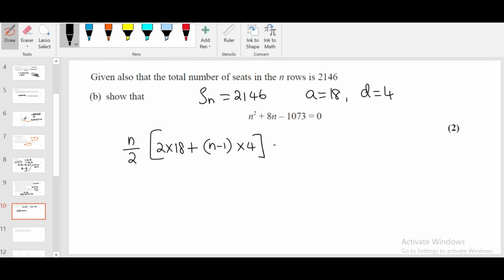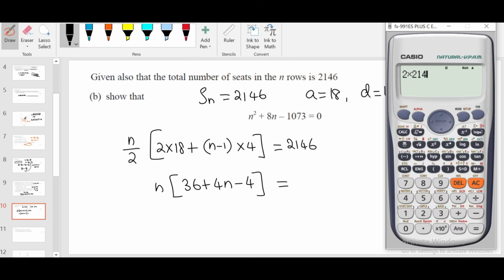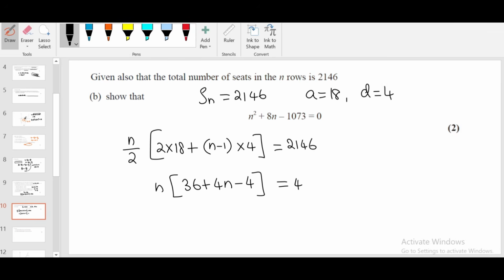(n − 1)d is equal to 2146. Now I'm going to bring the 2 here and keep n here. So n times 2 18s are 36 plus 4n minus 4, if you open the bracket, is equal to 2 times 2146, which is 4292. Now open the bracket. 36 minus 4 is 32. So 32n plus 4n² minus 4292 is equal to 0.